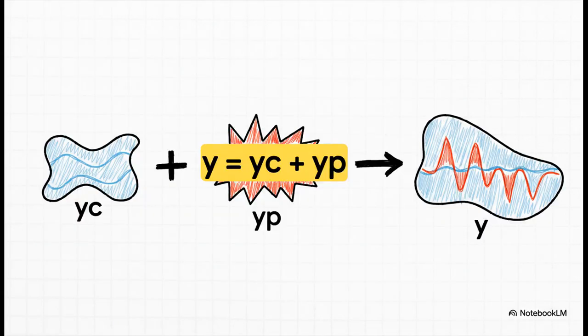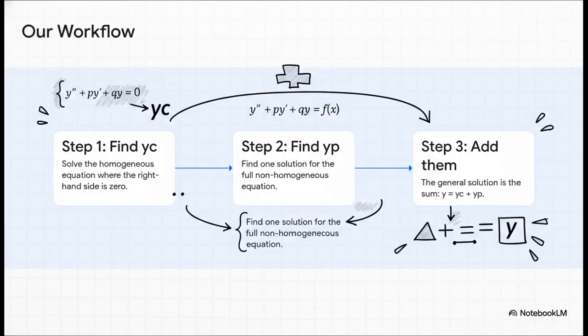And here is the big idea, the thing that makes it all work. The complete general solution is always just the sum of those two parts. It's the system's natural behavior, YC, plus its specific response to the force, YP. That's it. Y equals YC plus YP. So, what this all boils down to is a really simple three-step workflow for every single problem. Step 1, find YC. Step 2, find YP. Step 3, add them together. It's structured, it's simple, and it works every time.